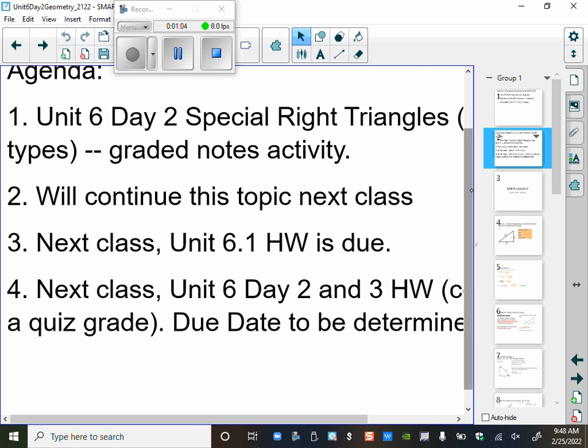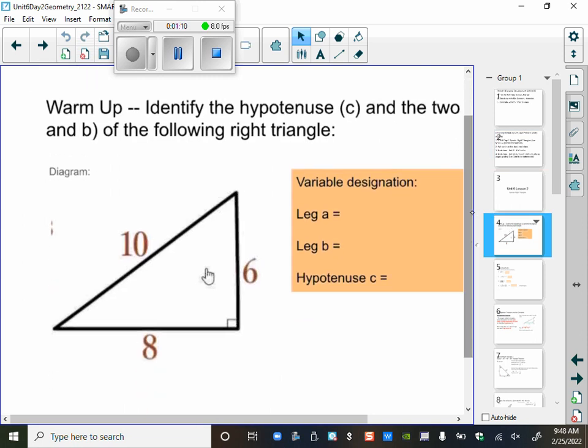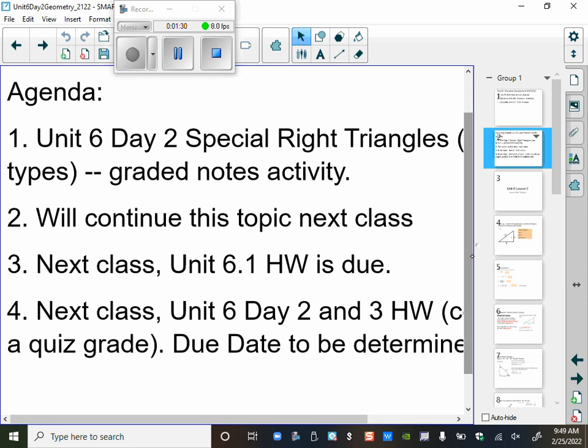All right. So on the bottom of the first page, we have one or two warm-up little activities. Warm-up activity number 1. Identify the hypotenuse and the two legs of this right triangle. So we're just going to do a quick identification. And one thing I forgot to tell you, these notes today, that's a graded note activity.